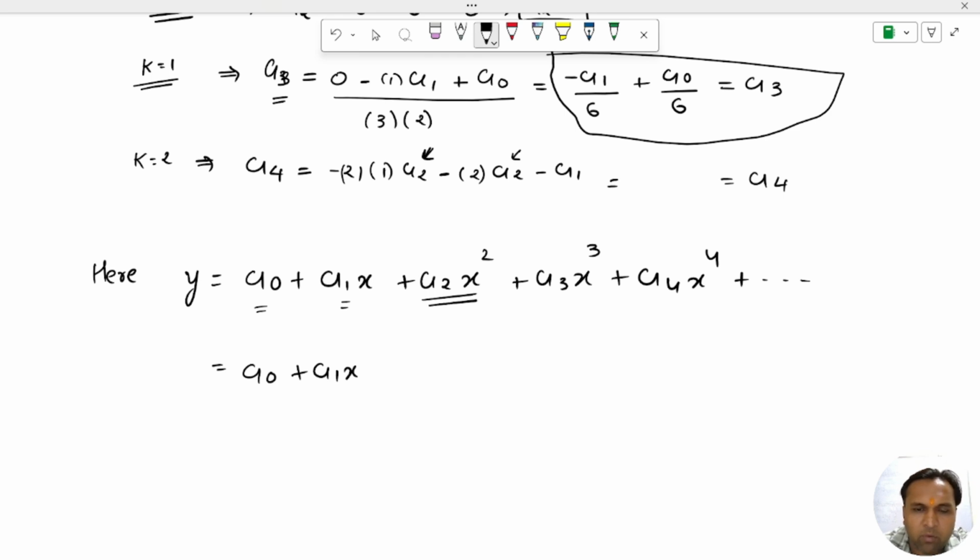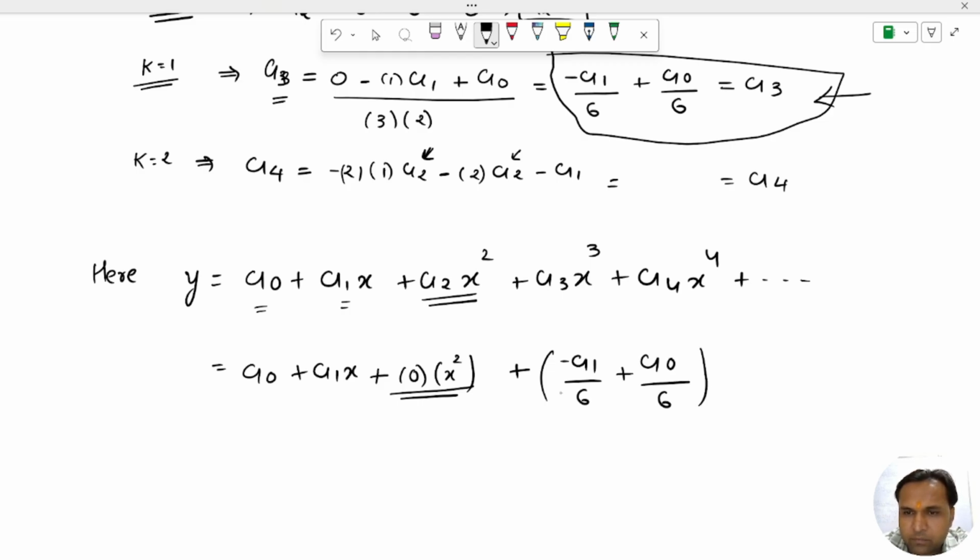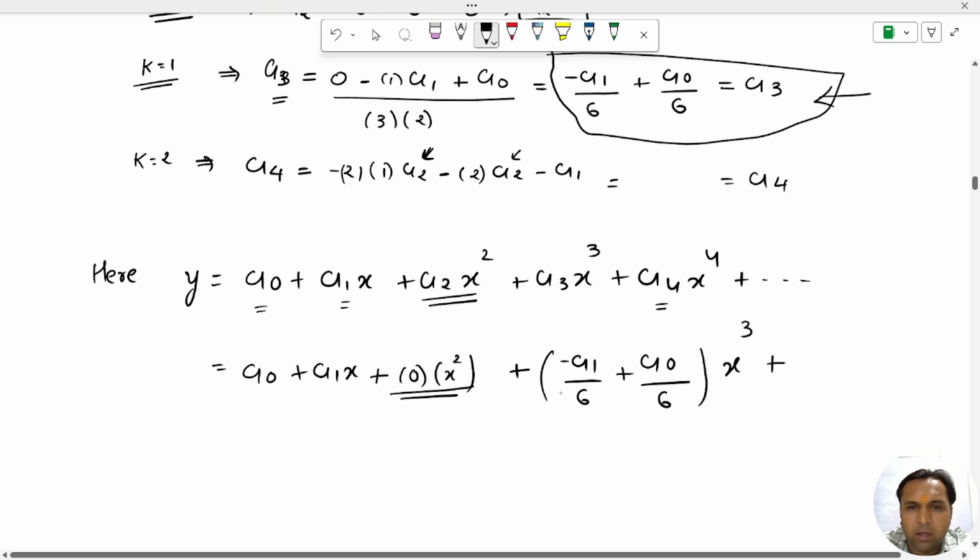So you have to note down a0 plus a1x, same as it is. What is my a2? That we know is 0, so it's 0 into x squared, which automatically becomes 0. Plus what is my a3? In place of a3 I have to substitute this one, that is minus a1 by 6 plus a0 by 6, x cube, plus what is my a4?